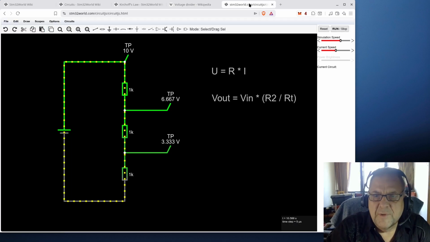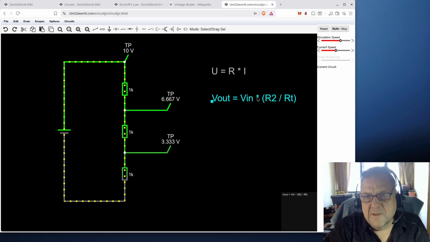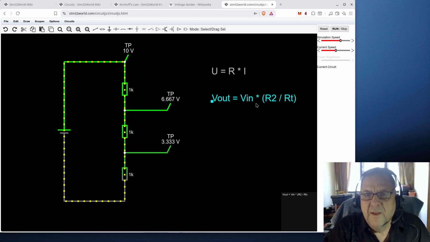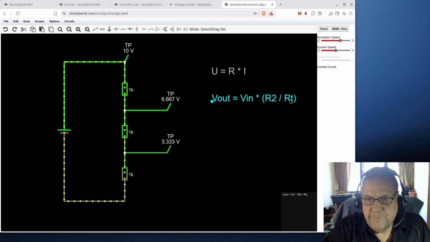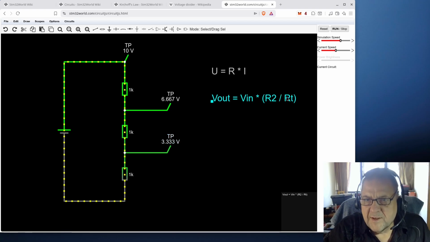So the formula simply becomes that the output voltage is the input voltage multiplied by the bottom resistance divided by the total resistance. So let's see if that is roughly correct. We have 10 volt in, we have a total of 3,000. So R2, if we look at this point down here, is 1,000 divided by 3,000.